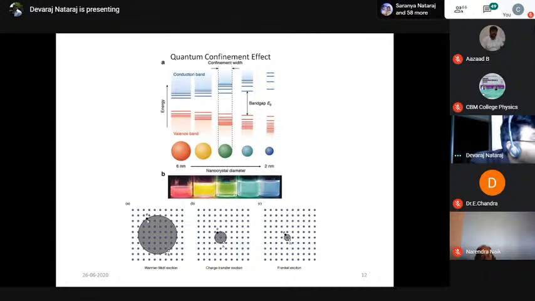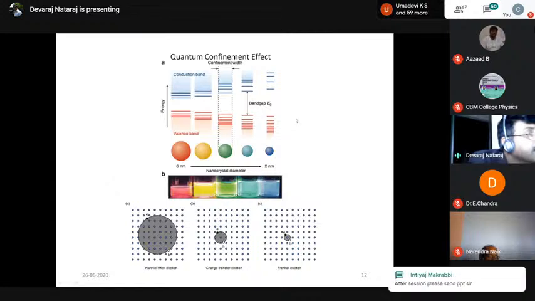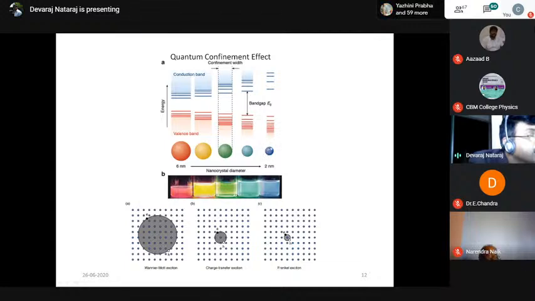And this is reflected in the change in the band gap. We all know that when you reduce the size of the semiconductor quantum nanoparticles smaller and smaller, the band gap keeps increasing. You can see the schematic diagram. When the size is decreasing to this side, the quantum dot starts to emit blue light.